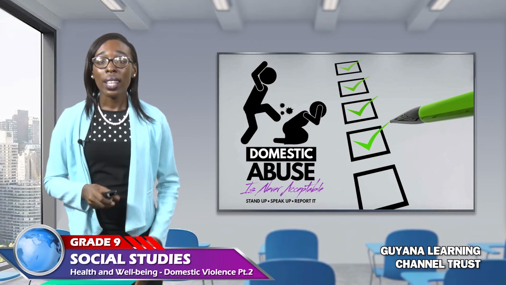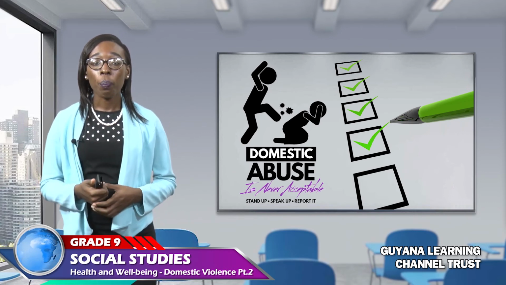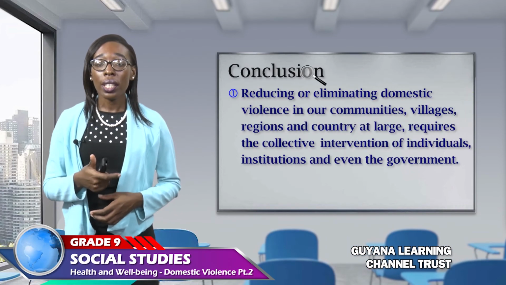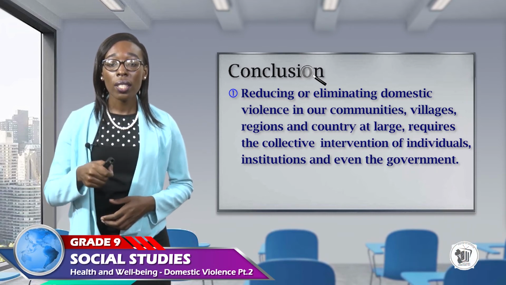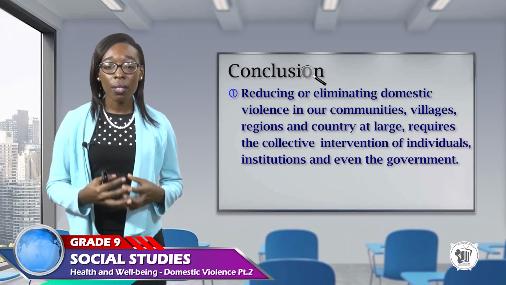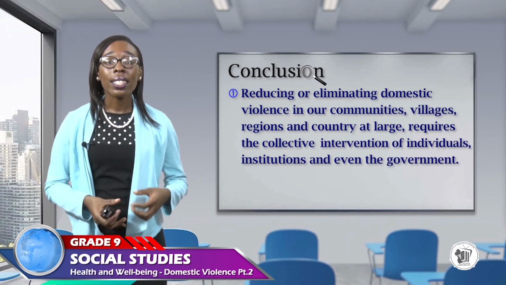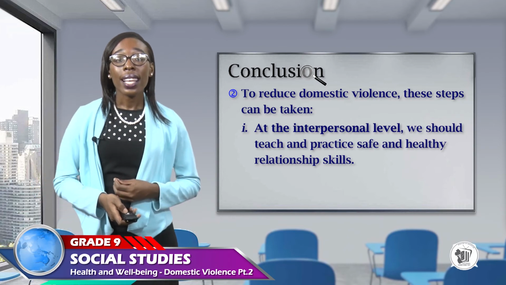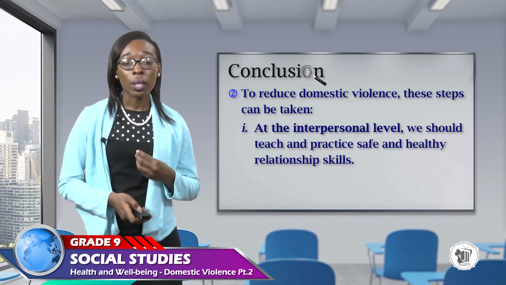All right, students, let us wrap up today's session and understand some points before we go. We want to understand that one, reducing or eliminating domestic violence in our communities, villages, regions, and the country at large requires the collective intervention of individuals, institutions, and even the government. The second point is that to reduce domestic violence, these steps ought to be taken.